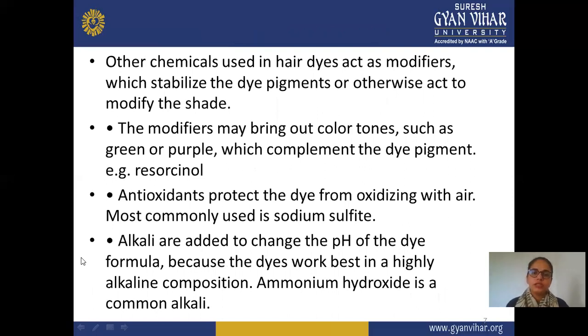Next, other chemicals used in dye act as a modifier, which stabilizes the dye pigment or otherwise modifies the shade. Means we are also using some modifier in this dye. So these modifiers are ingredients or chemicals which act as a stabilizer of the dye pigment, and they may modify the shade of your dye also. Means for modification, proper shade or proper property is modified with the help of these modifiers and maintains the good quality of your dye.